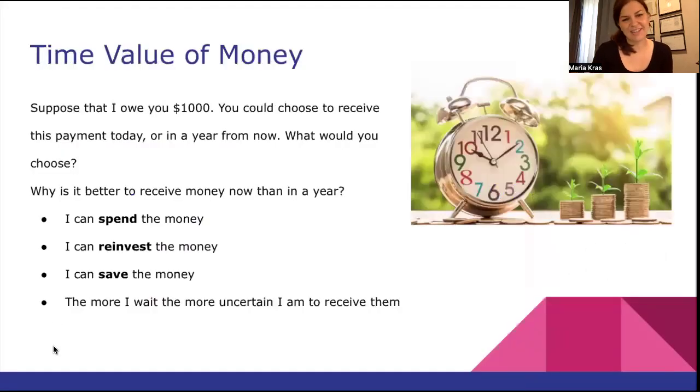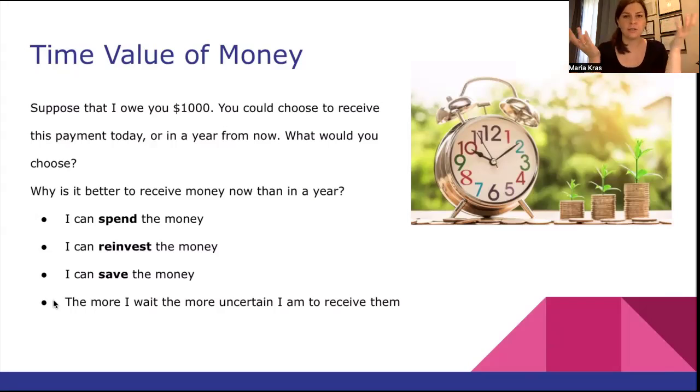Which brings us finally to the time value of money. Okay. Suppose that I owe you $1,000. Would you choose to receive this payment today, or would you choose to receive this payment in a year from now? What's your choice? I suppose you said, give me my money today. Why? Well, there are many reasons, right? You could spend this money today and enjoy whatever it is that you've bought with this money. You could save this money in a bank and receive a profit from it. You could reinvest this money.